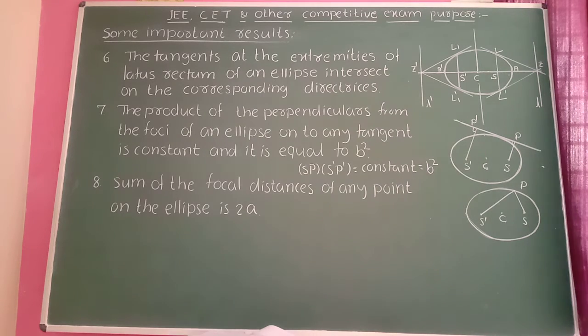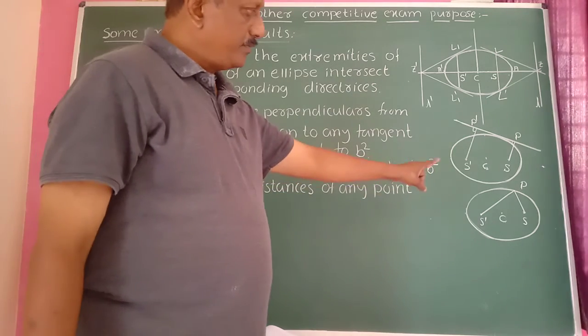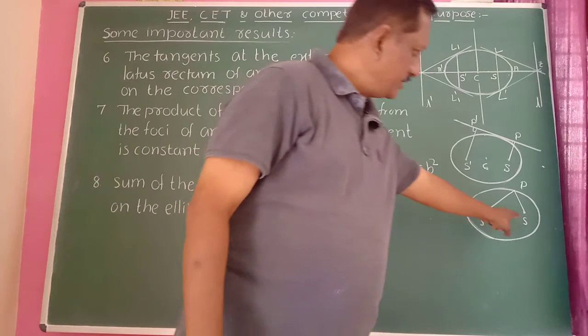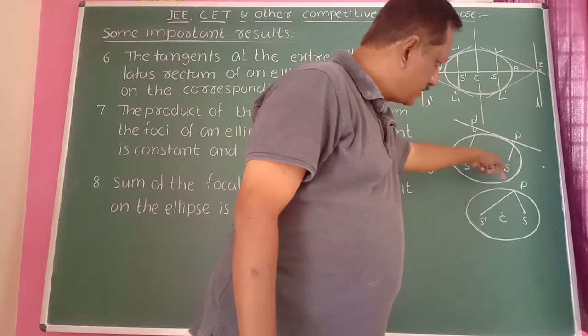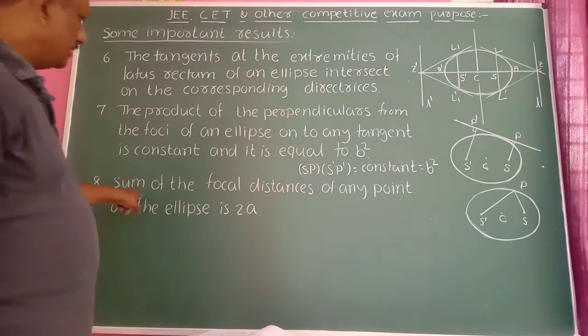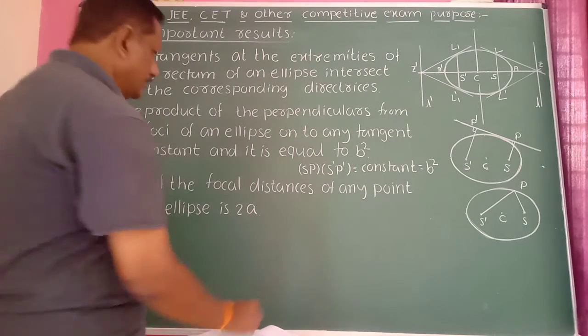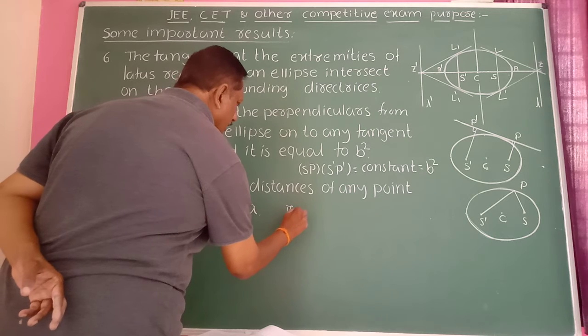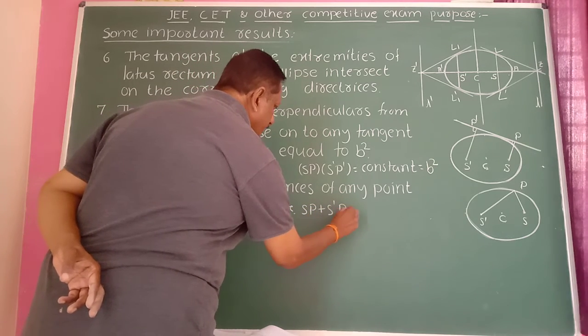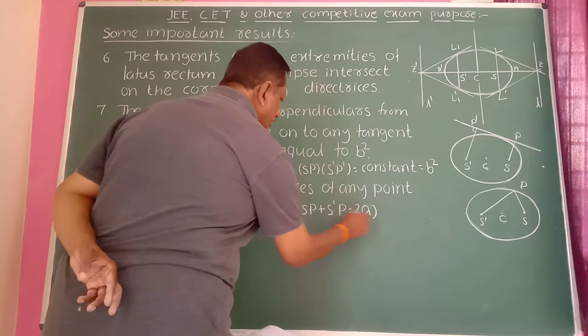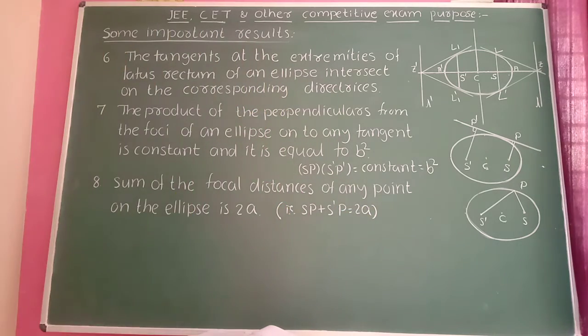Next property: the sum of the focal distances of any point on the ellipse is 2a. Here P is a point on the ellipse, S and S dash are the foci, PS is the focal distance, and PS dash is also a focal distance. Then the sum is 2a, that is SP plus S dash P is equal to 2a. The sum of the focal distances is 2a.